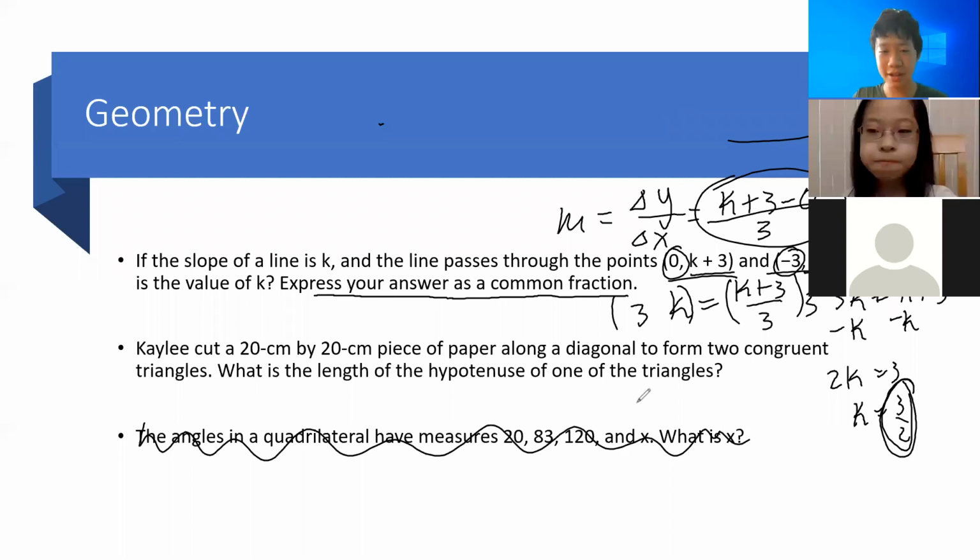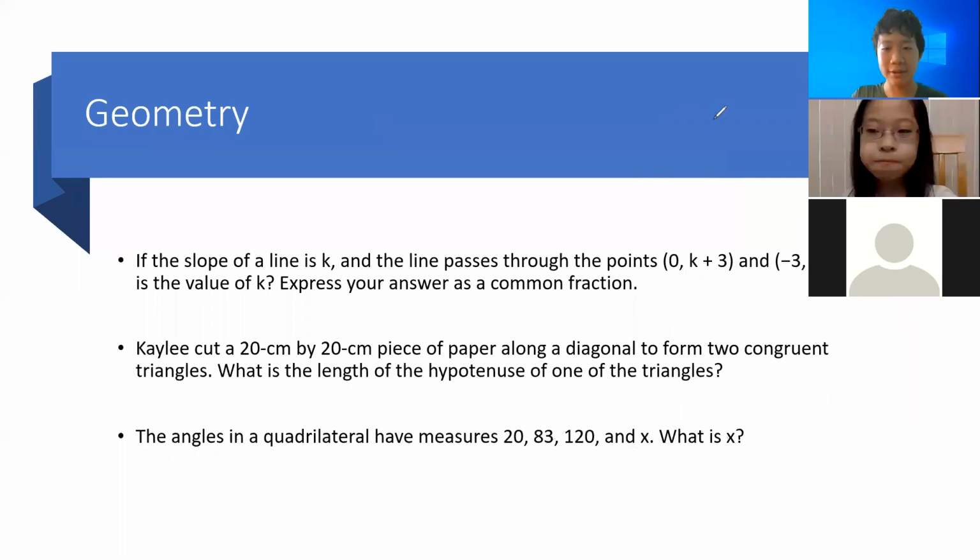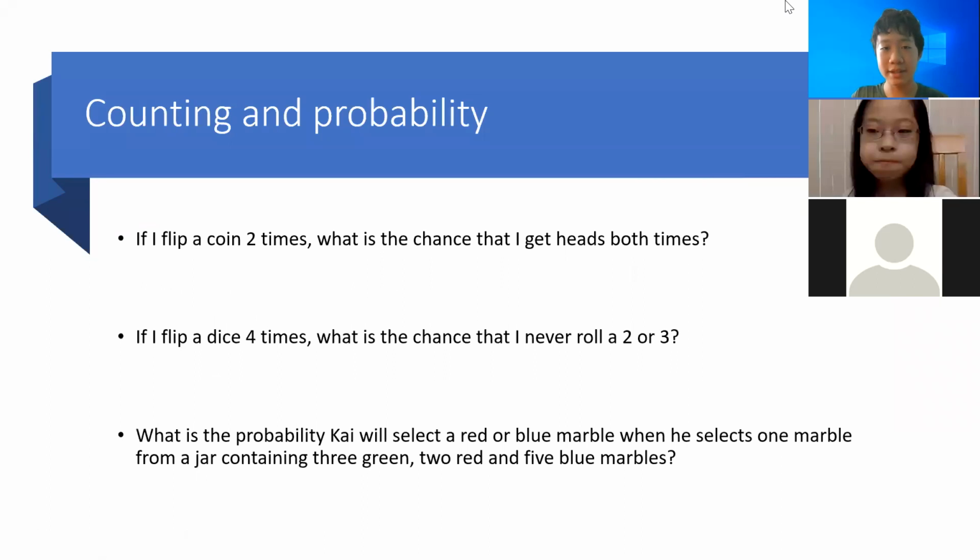Okay, so I'm not going to go over the answer to the second one, because I would like to go to counting and probability. This is, in my opinion, the most fun of all the topics. So I'll give you guys the remainder of class to work through these, have a good idea of how they work.